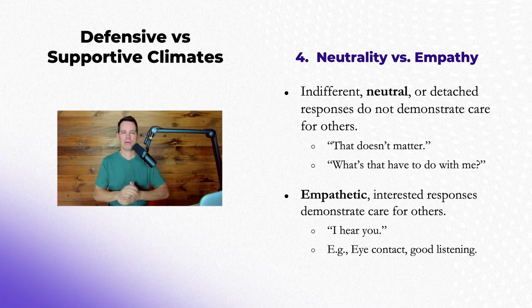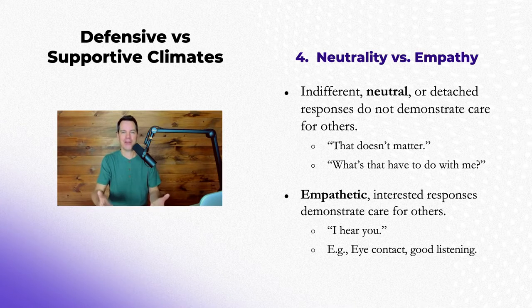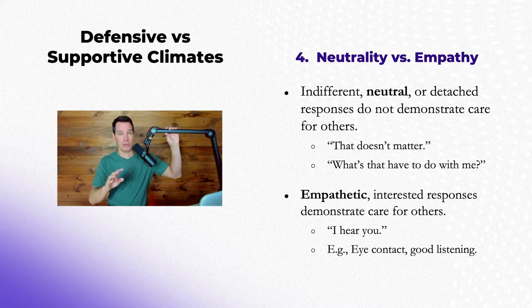The fourth pairing is neutrality and empathy. So the word neutral to me on its face sounds okay, but what we mean is acting indifferent, neutral, or detached when really we should be demonstrating some care. So we're not caring when we should. People might say, well, that doesn't matter, or what's that have to do with me? In fact, I know somebody personally who, if the conversation is drifting in a direction that they don't see themselves in, they will say out loud, what's that got to do with me? And that can really increase tension in the group because it's acting very neutral, like they just don't care about the opinions and what's going on with the other people in the group.